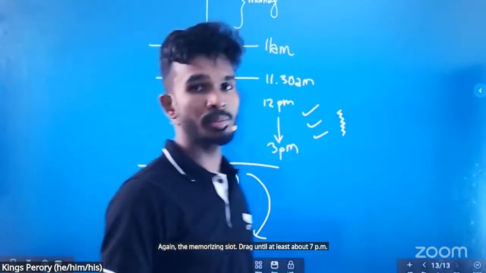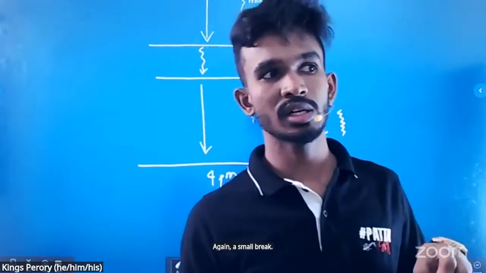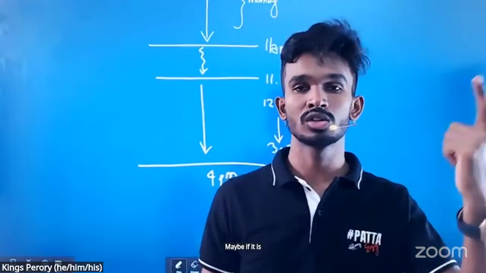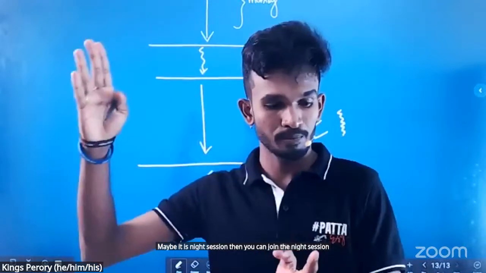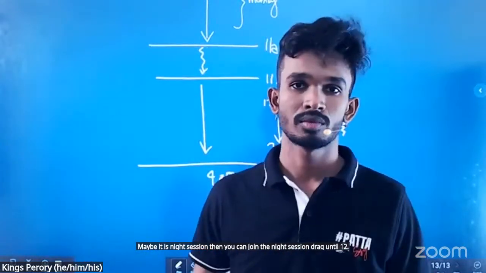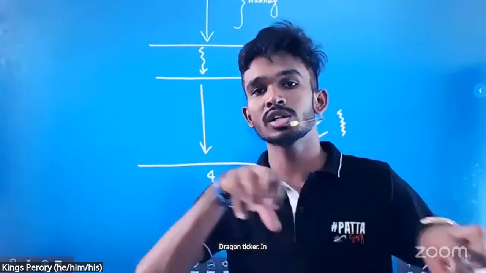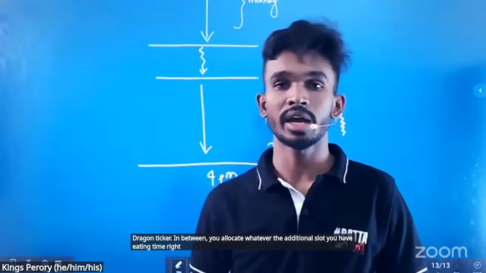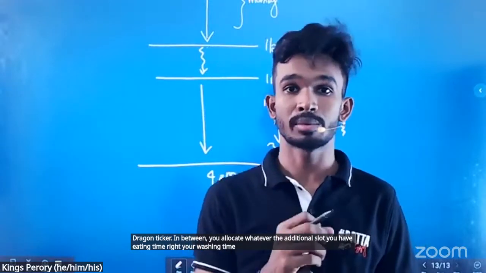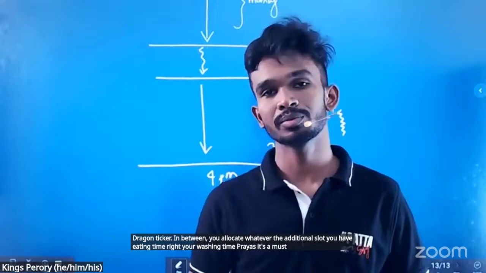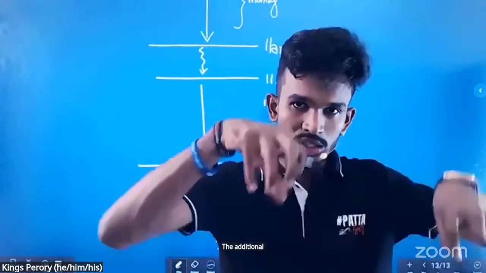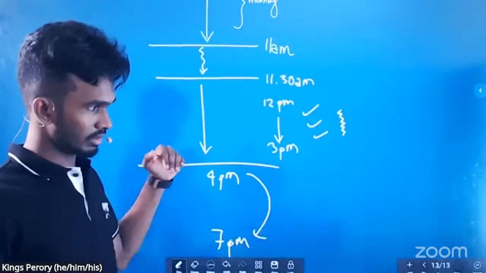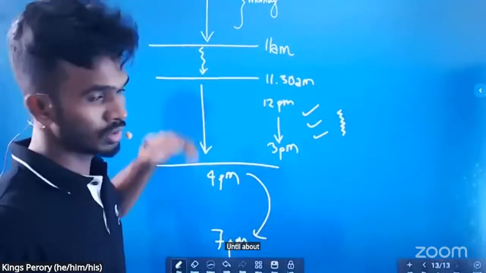Again, a small break. 7:30, 8, again start your work. Maybe if it is a night session, then you can join the night session. Drag until 12. In between, you allocate whatever additional slots you have: eating time, washing time, prayers. It's a must. Don't let yourself be dragged out. All the additional things, put them in the slots. Until about next day 12, you can drag.